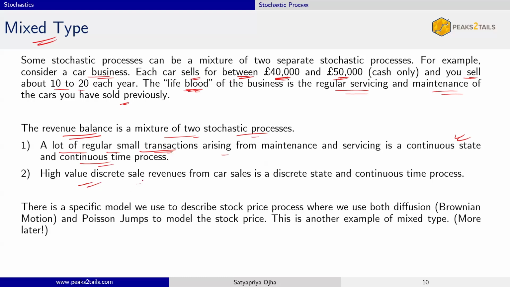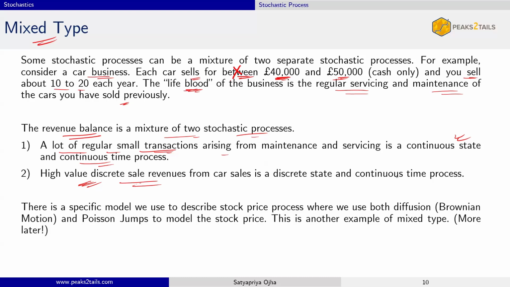you know what, there is a little, let me cross this one out. So each car sells for, let's say, either 40,000 or 50,000, right? Then you have a high value discrete sale revenues. So that is discrete state, because either it can be 40,000 or 50,000. Let's say there are two types of brand, the BMW and some particular model, and then Mercedes, and there are fixed MSRPs. Let's go by that, okay?